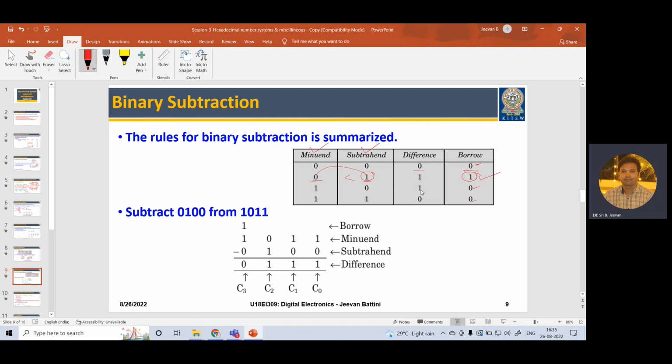So 1 minus 0, difference is 1, borrow is not required, so 0. 1 minus 1, difference is 0, borrow is not required. So same example, right? You can perform the subtraction and you can verify this result. You can pause the video and you can verify this particular result.